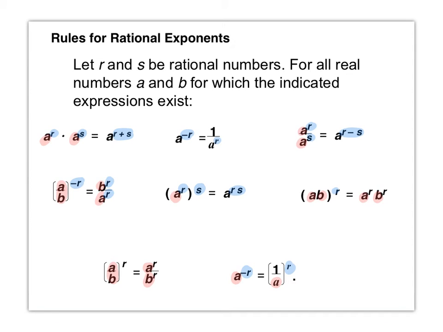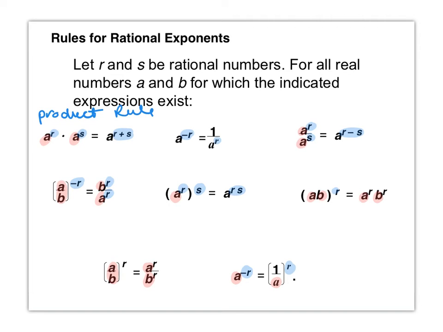Let's look at the rules for rational exponents. Let r and s be rational numbers, for all numbers a and b for which the indicated expression exists. We have a raised to the r power times a raised to the s power equals a to the r plus s. This is an example of the product rule for exponents. If the bases are the same, then you add those exponents together.